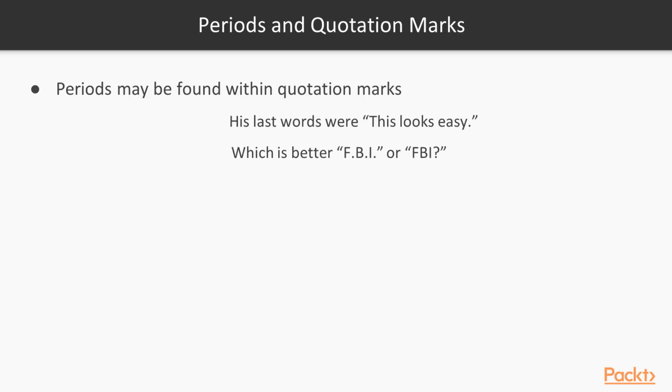Another problem area is in terms of quotation marks. In the first example, his last words were, "This looks easy," period. We have a sentence basically embedded inside another sentence. Both sentences are effectively ended by the period. So we have to be careful how we handle this. The other sentence, which is better, F period, B period, I period, or FBI question mark, uses both a question mark and a period to terminate the sentence. In this case, we're really asking a question, but again, notice the use of the periods inside of the quotation marks. We need to consider this when we're trying to find the end of a sentence.